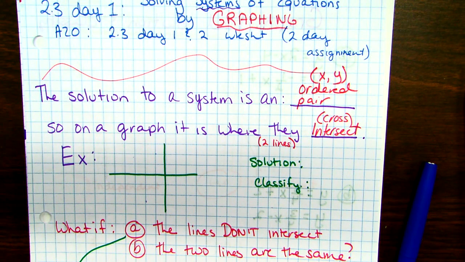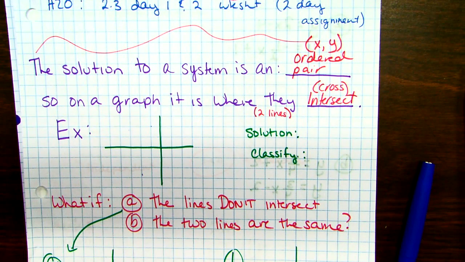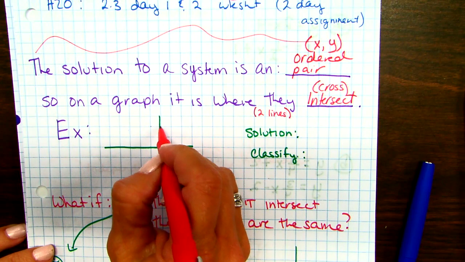Okay, so what we're going to be doing with this type of system is we're going to put them in slope-intercept form if they're not, and then put them on the graph. And we need graph paper for this because it has to be exact. And then wherever they cross is the solution. So I'm going to make up a problem. I'm not even going to actually do slope-intercept form or anything. And go ahead and sketch it with me.